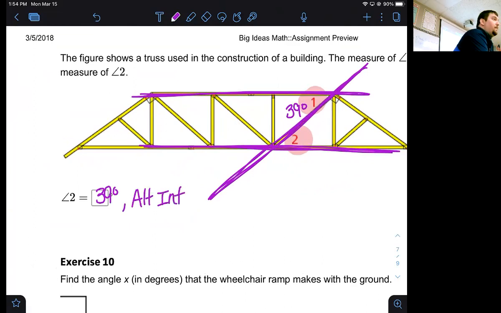Putting congruent as the reason why they're equal will not fly on tomorrow's quiz, just so you guys know. I want one of those special relationships. Don't tell me that they're equal because they're equal. I want to know they're equal because they're alternate interior. Okay, so just so you guys know on the quiz.